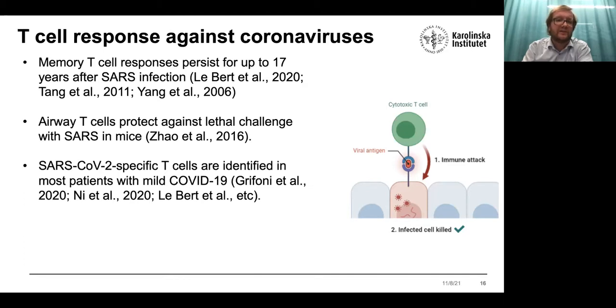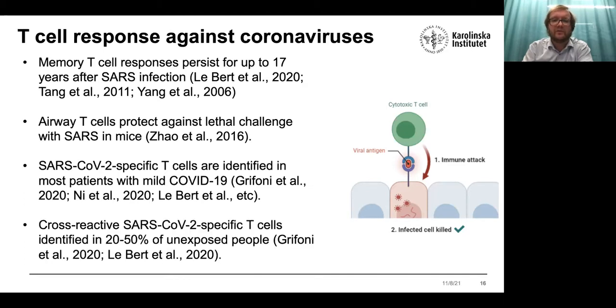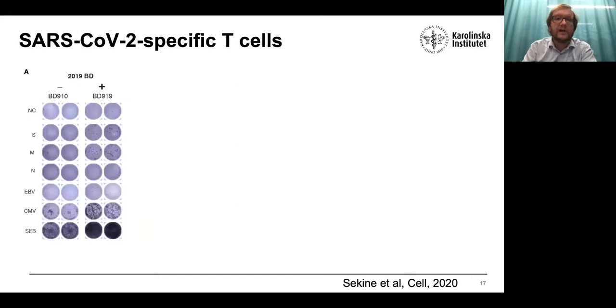SARS-CoV-2 specific T cells can also be identified in most patients with mild COVID-19. And we also know that so-called cross-reactive SARS-CoV-2 specific T cells can be identified in 20 to 50% of unexposed people. I will come back to this point about cross-reactivity in pre-existing T cells later in this talk. Or actually already now, and then later on again.